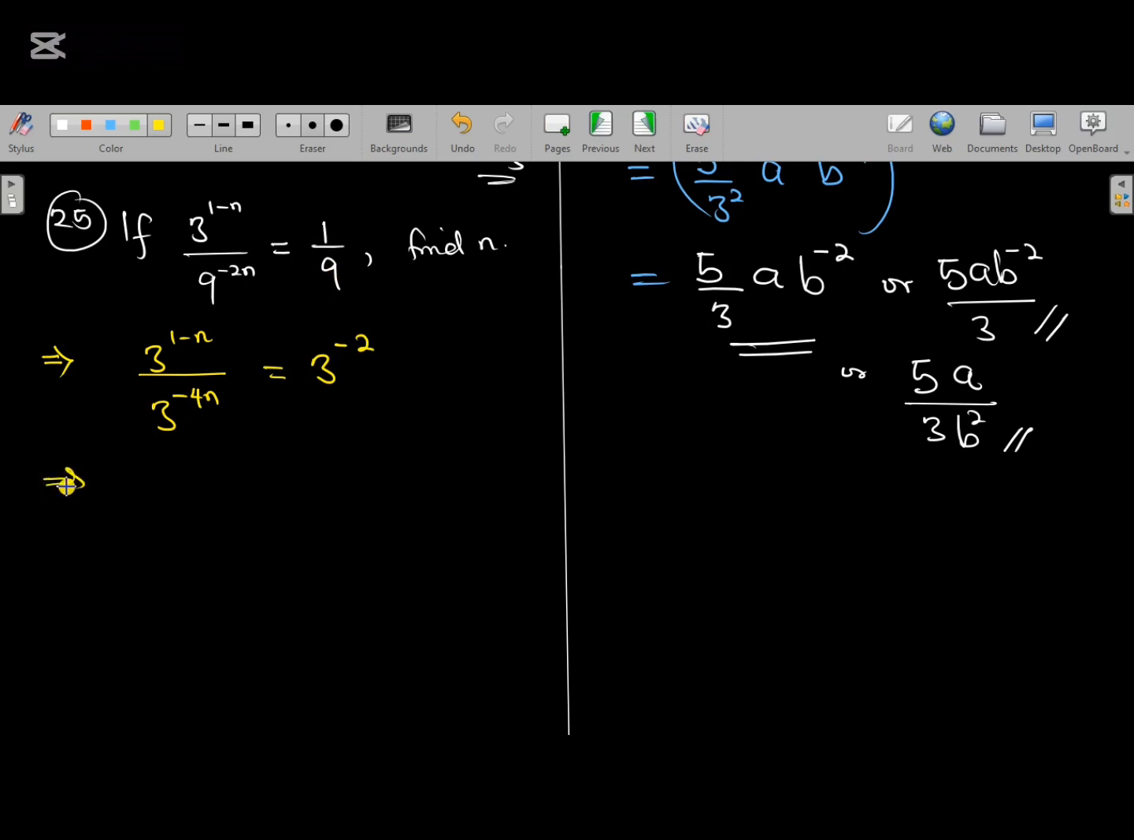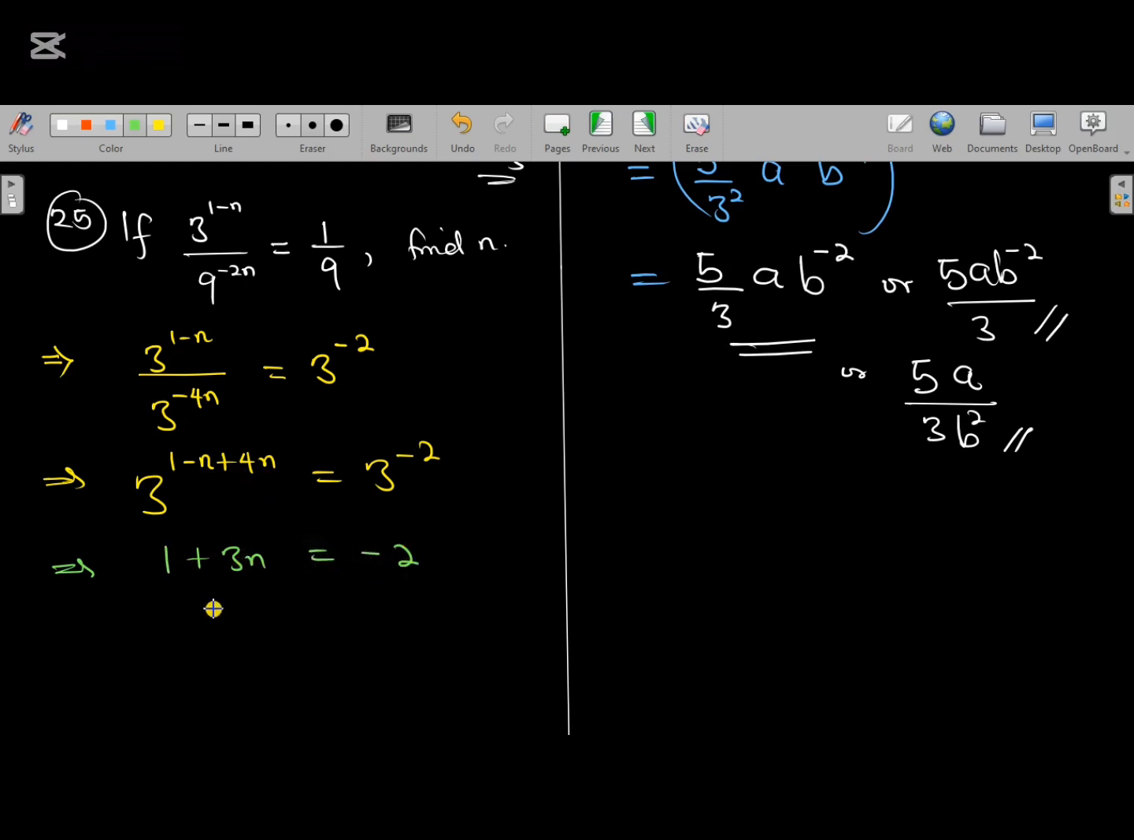So you see now I am jumping some steps because I believe you have mastered what we are doing. That's what doing many exercises does for you. So here division will change to subtraction. So I'll have 1 minus n, then minus 4. And minus 4 will turn to plus 4. That's equal to 3 to the power of minus 2. And immediately equal bases will go. So I just have 1 minus n plus n will give us 3n is equal to minus 2.